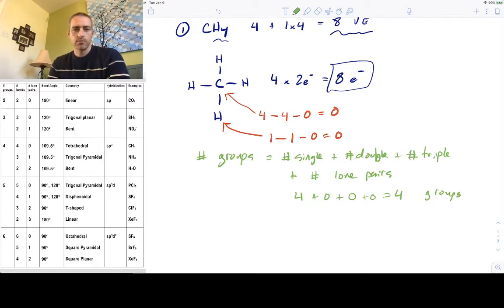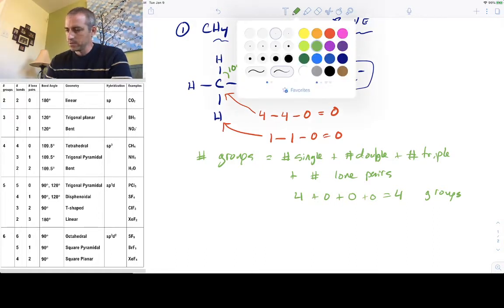So if you see our table right under my face here, the left-hand column is number of groups, and ours has 4, so we're in the 3rd row. That 4 is obtained by having 4 bonds and 0 lone pairs, so that's the top line of that row. That means the bond angles for our molecule are going to be 109.5 degrees, and the shape is going to be tetrahedral. The hybridization is going to be sp3, and you can see right there the example that I give in the table is methane anyway. So we start off with an easy one.